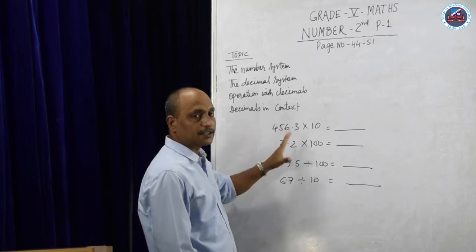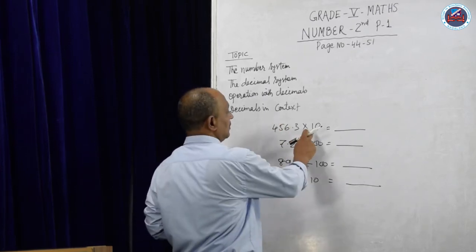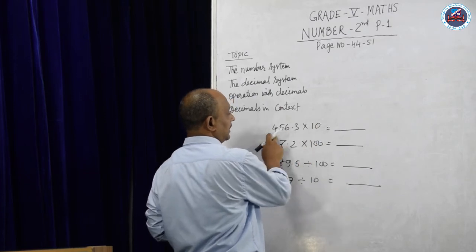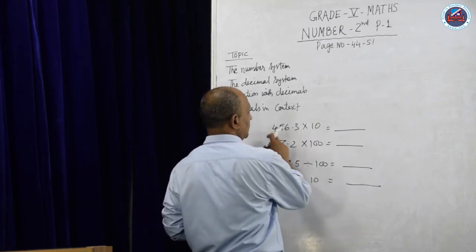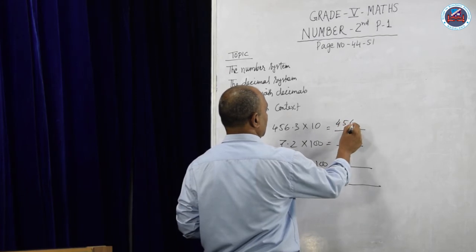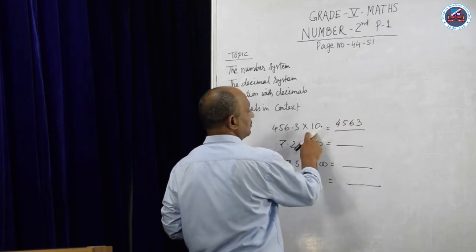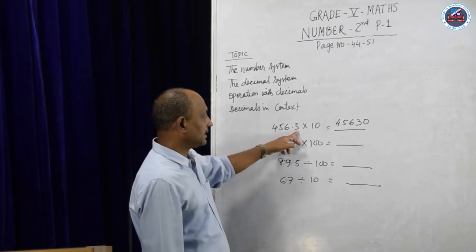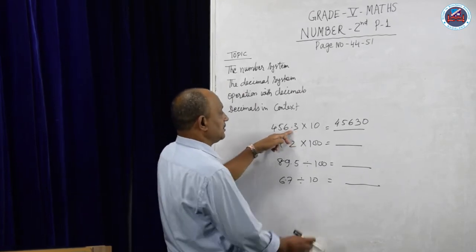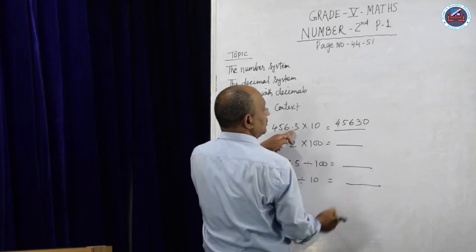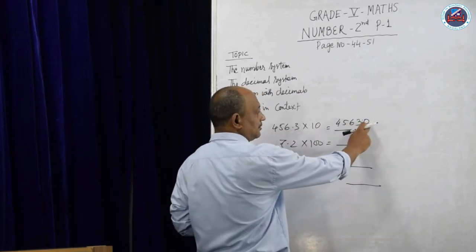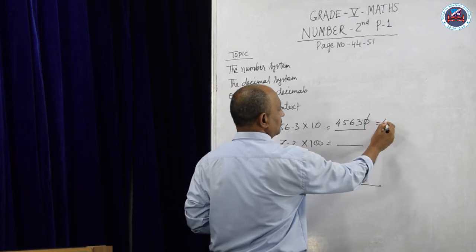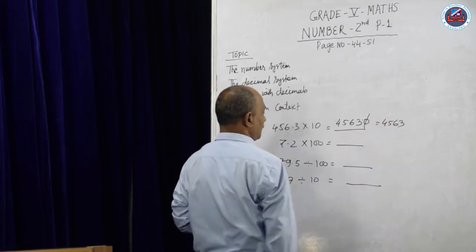Multiplication, you just multiply first. 1 means the same number. So write down the same number, 4, 5, 6, 3, and this 0 will come here. Now after how many numbers is the decimal? After one number the decimal is there. So after one number you put the decimal. After the decimal, 0 is valueless. So your answer will be 4, 5, 6, 3.